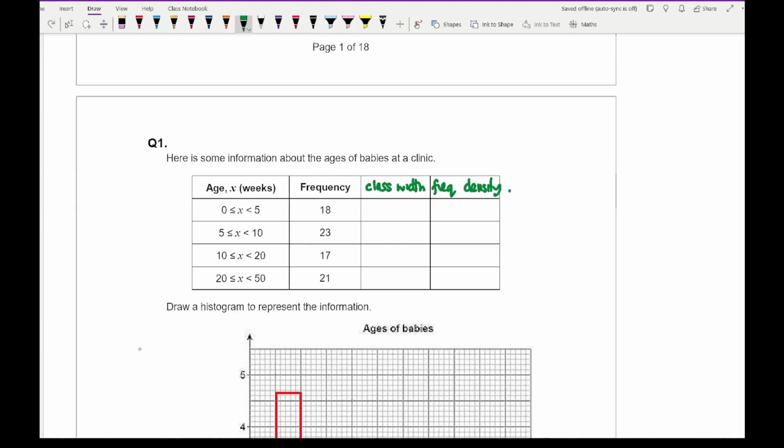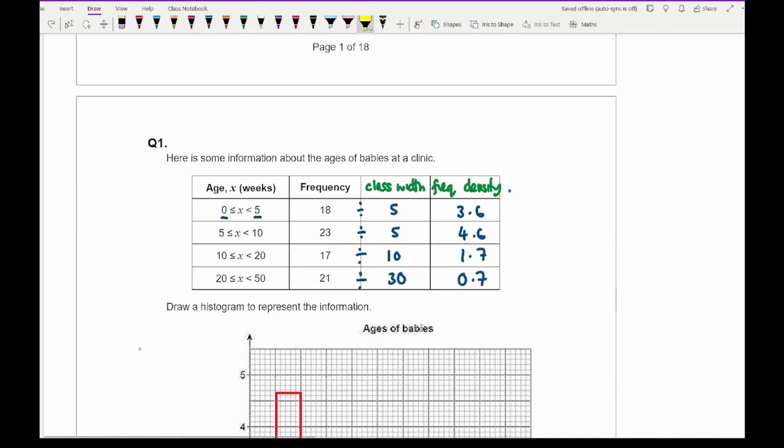Now to work out the class widths, all you need to do is take away the lower bound from the upper bound, so that's going to be 5, next one's going to be 5, then it's going to be 10, and then it's going to be 30. And then to work out the frequency density, all I've got to do is divide the frequency by the class width, and I would have my following answers. So 18 divided by 5 is 3.6. 23 divided by 5 is 4.6. Then I've got 1.7, and 21 divided by 30 is 0.7.